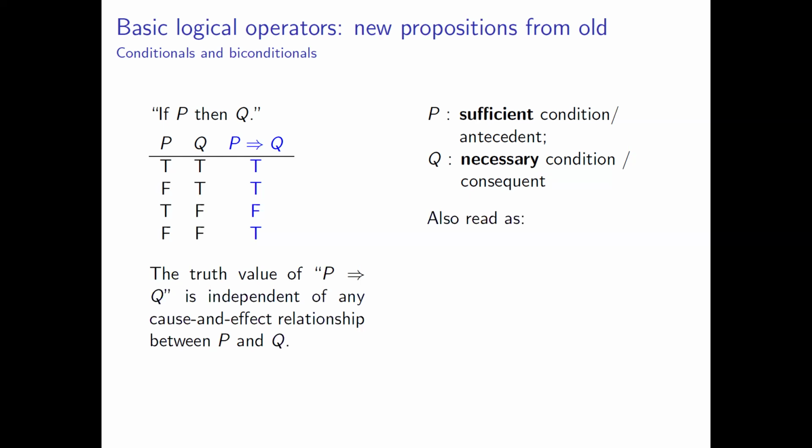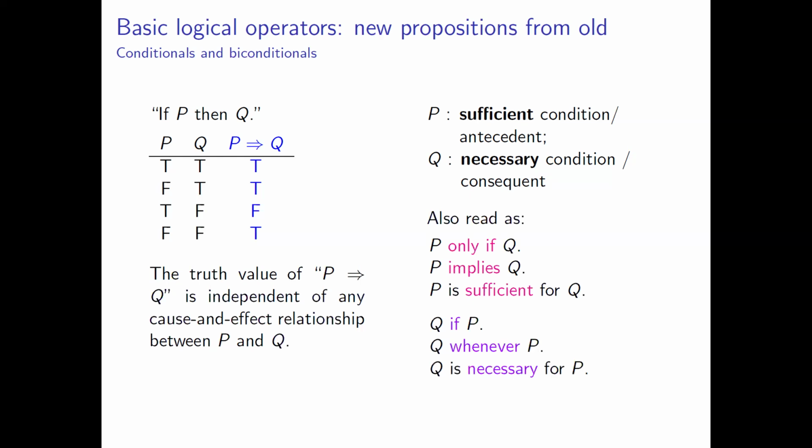There are several alternative ways of saying if P, then Q. These are frequently used in math, so it is important that you remember them. The most common are: P only if Q. P implies Q. P is sufficient for Q. Q if P. Q whenever P. Q is necessary for P. Remember that in the first three statements, the first condition P is the antecedent, and the second condition Q is the consequent. While in the last three statements, the first condition Q is the consequent, and the second condition P is the antecedent.